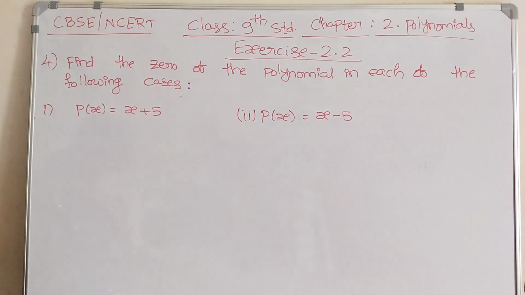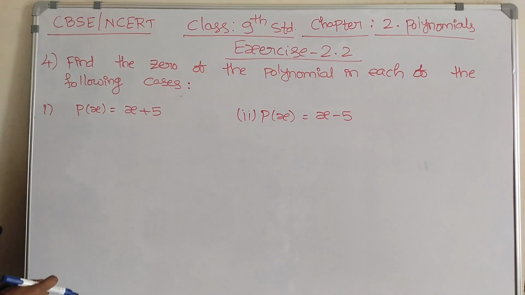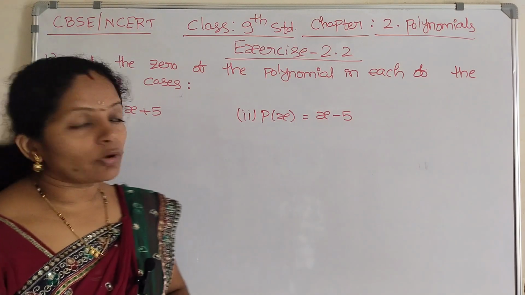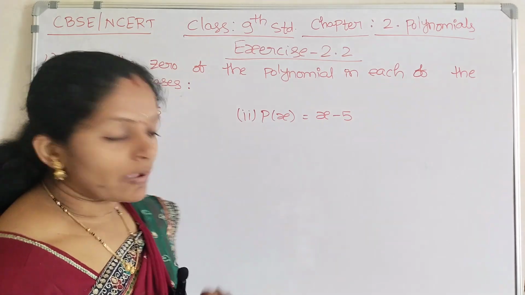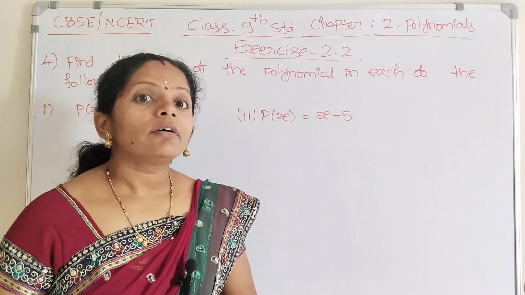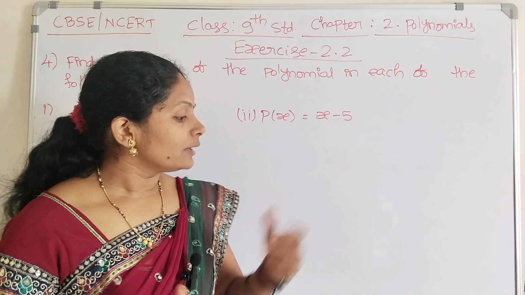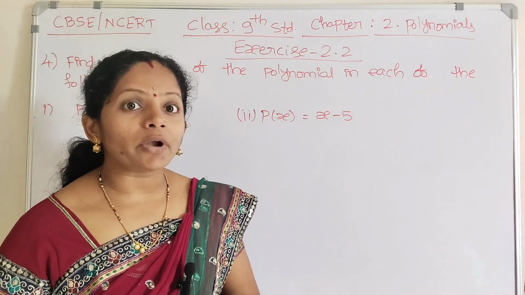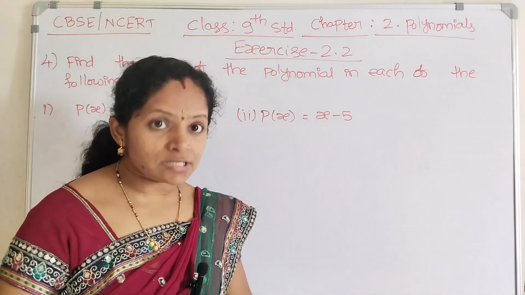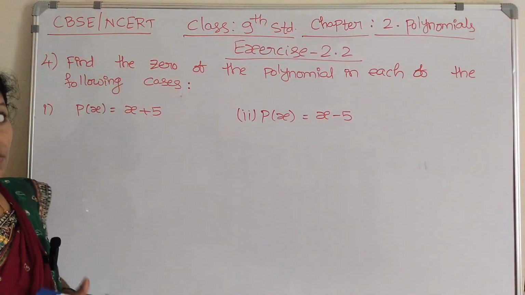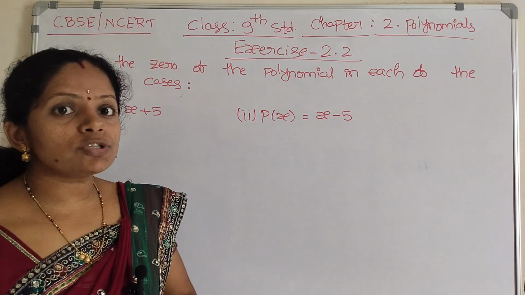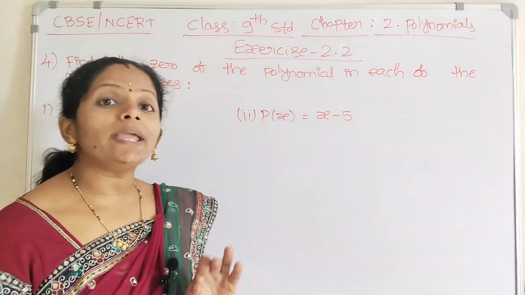Fourth question of the exercise 2.2 is: find the 0 of the polynomial in each of the following cases. How do we get the 0 of any polynomial? In the earlier case, the x value was given to us and we determined whether it is the 0 of the given polynomial or not. This time we have to find out the 0 of that polynomial. To solve this question, how can we solve this? First of all, the given polynomial should be equated to 0.